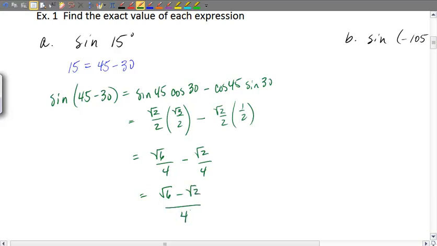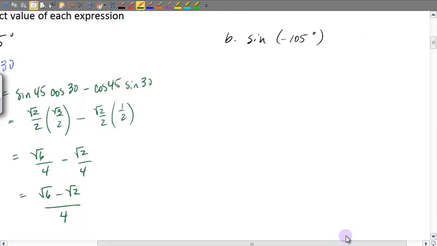Again, I cannot reduce this fraction because there are no numbers or no values on the outside of my radical sign for me to reduce with my denominator. Okay, so there's the answer. That's what we got right there. The exact value of the sine of 15 is going to be the square root of 6 minus the square root of 2 over 4.